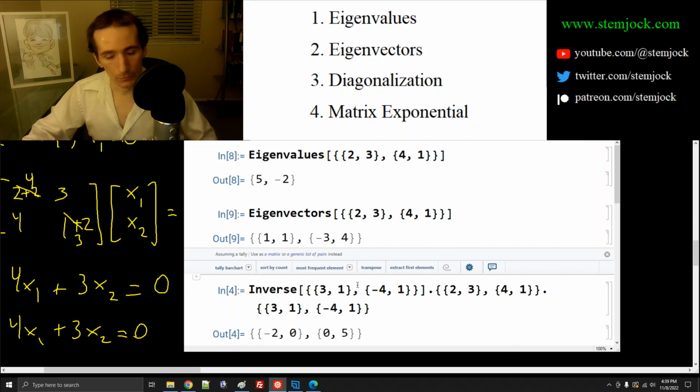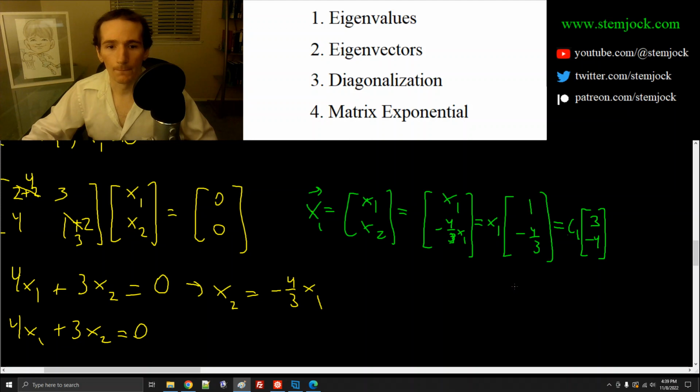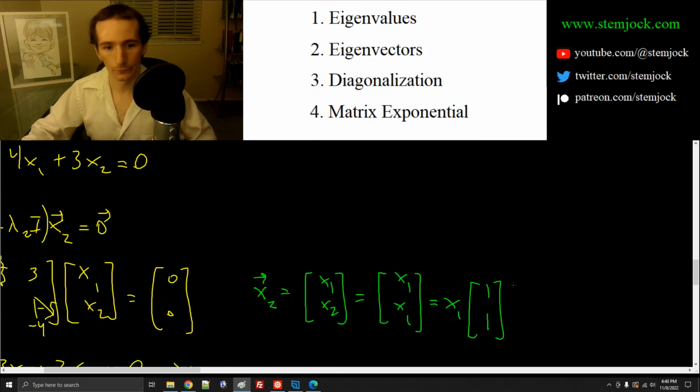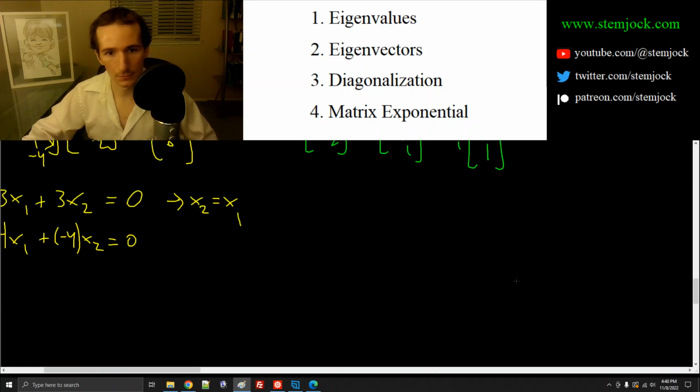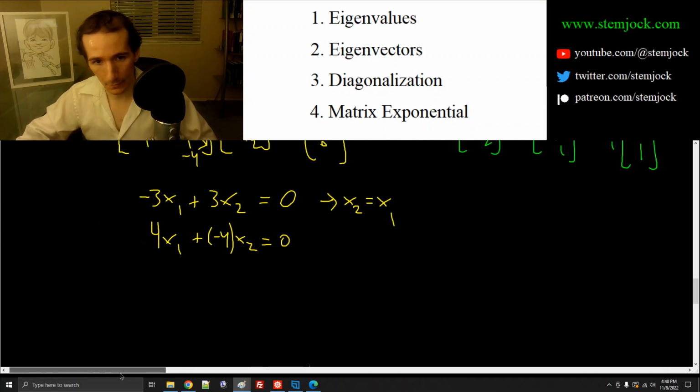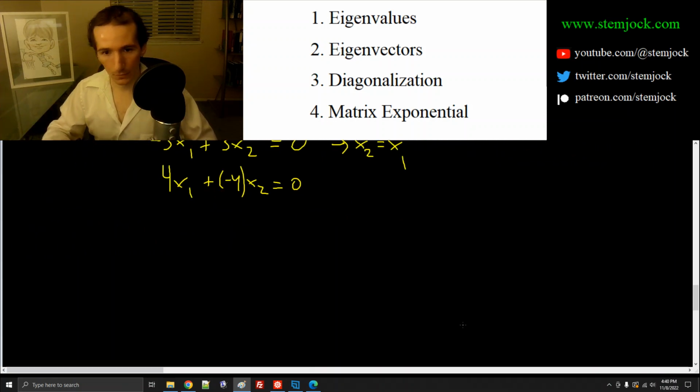So that's how we compute eigenvalues and eigenvectors. Now, for this matrix, because we have 2 eigenvectors, and this is a 2 by 2 matrix, we can actually diagonalize this matrix. Now, what does that mean, diagonalize? That means that we say that D is equal to P inverse AP.